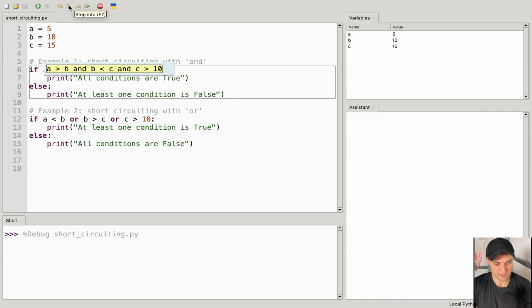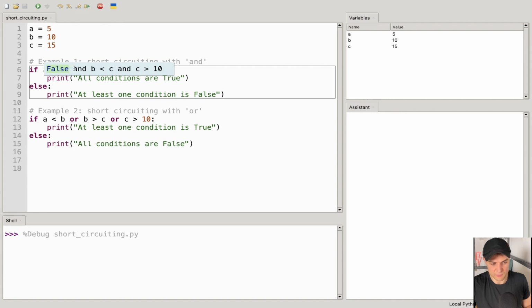The first thing it's going to do is check the overall expression. A is greater than B. So the first thing it checks is this one: A is greater than B. What is this expression, my friend? I mean, what is going to be resolved? A is equal to 5. B is equal to 10. Is 5 greater than 10, my friend? No. So it's going to resolve to false.